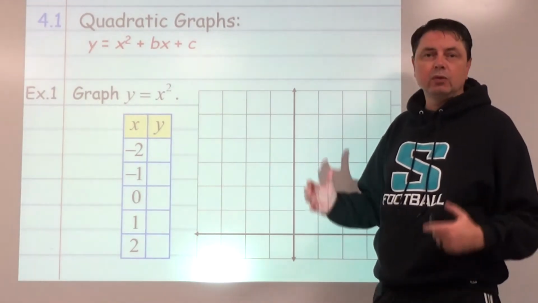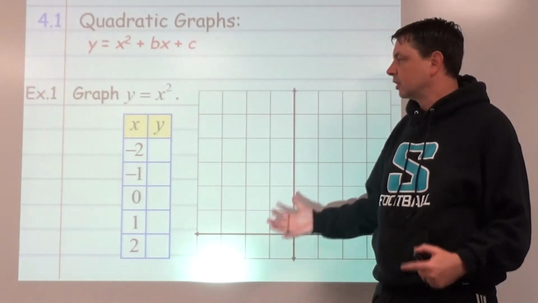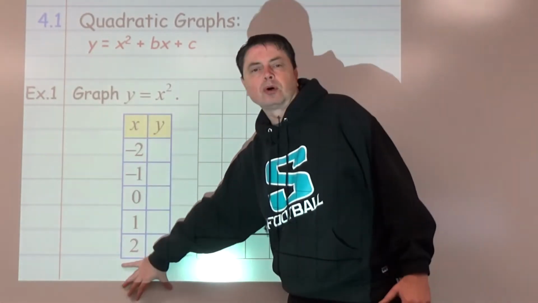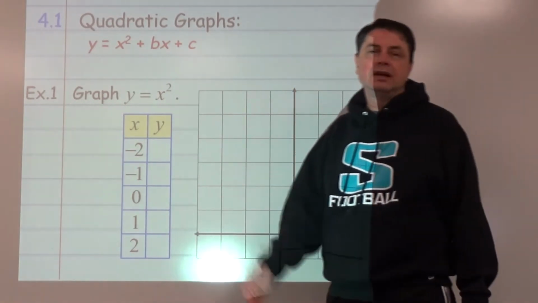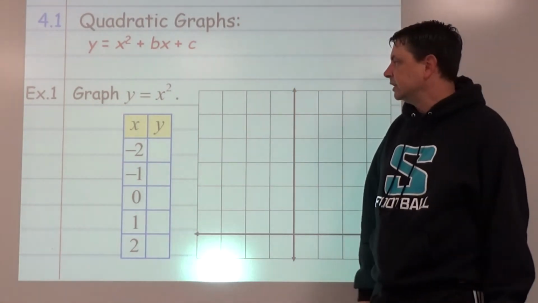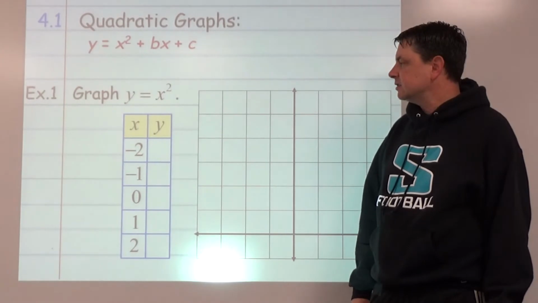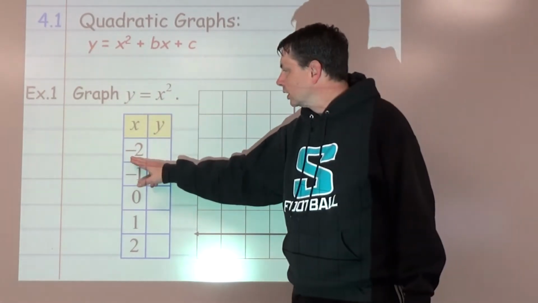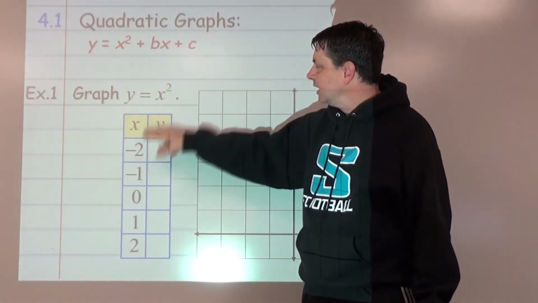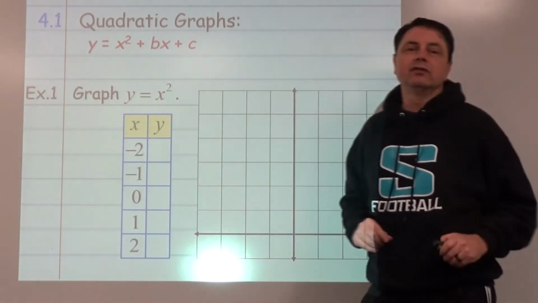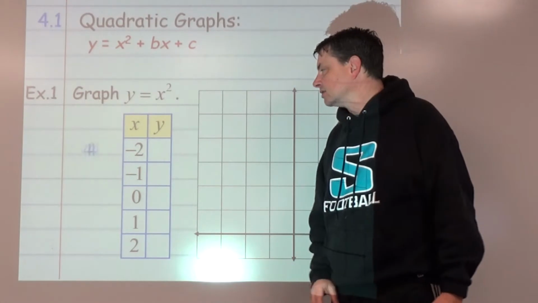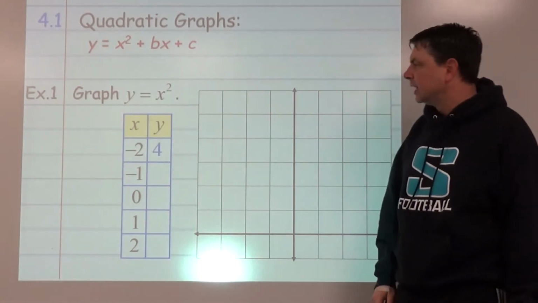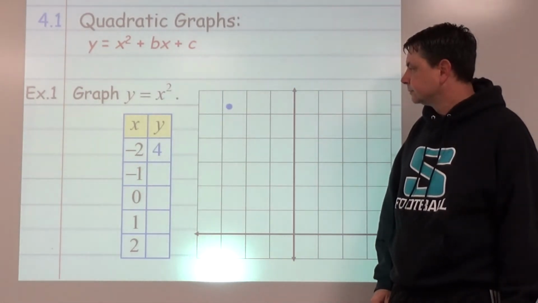And a good idea when we're looking at a type of graph for the first time is just to explore a table of values. We want to maybe pick some negatives and some positives if that's appropriate, and we'll see as we go along if it is. So we're going to go y is negative 2 squared. In that case, the negative 2 is in parentheses. So negative 2 times negative 2 makes positive 4. And we can plot that point on the graph.